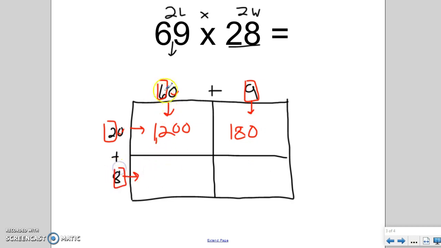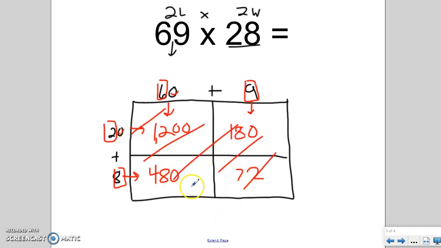Here I'm going to do the 8 times the 60. So I know 8 times 6, 6 times 8 is 48. And I don't have any zeros here, but I do have 1 up here. So I'm going to add 1 0. And then this last box is for just 8, which is over here, and 9, which is over here. Well, 8 times 9 is 72. So now I can see my area is everything inside of here. So I want to add those 4 numbers together.